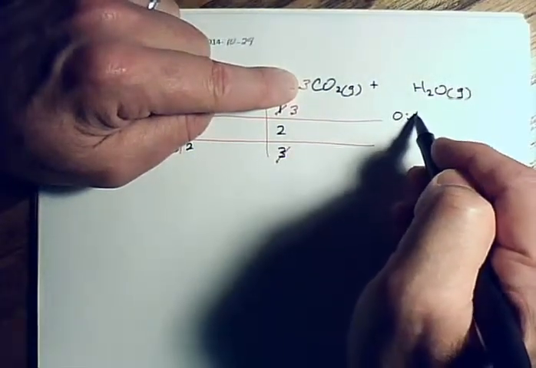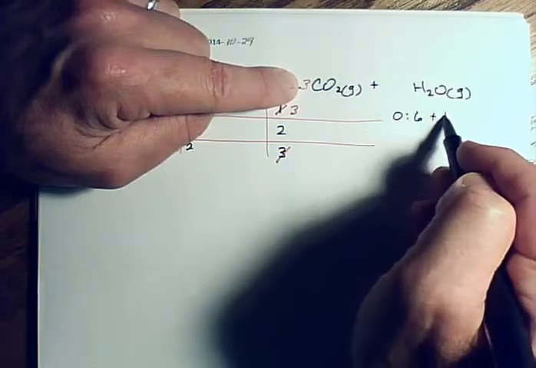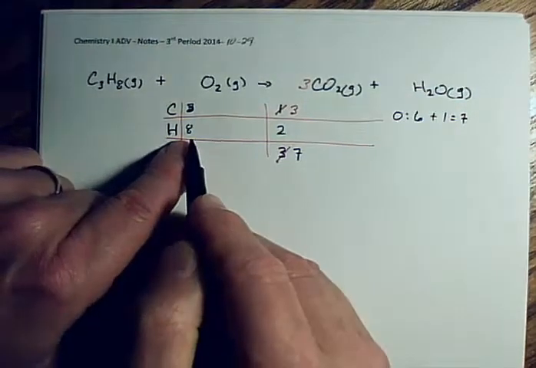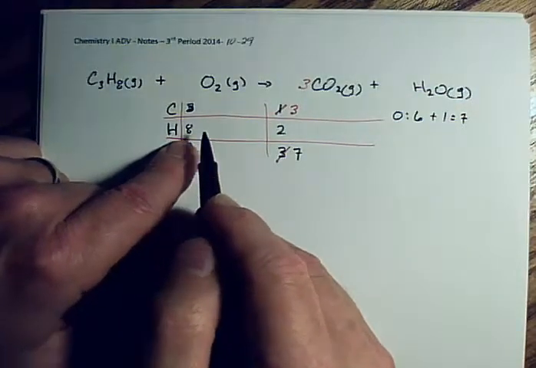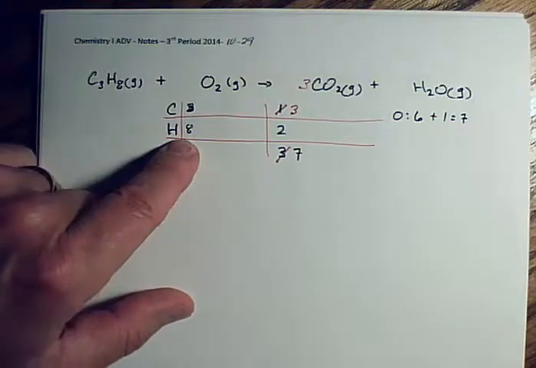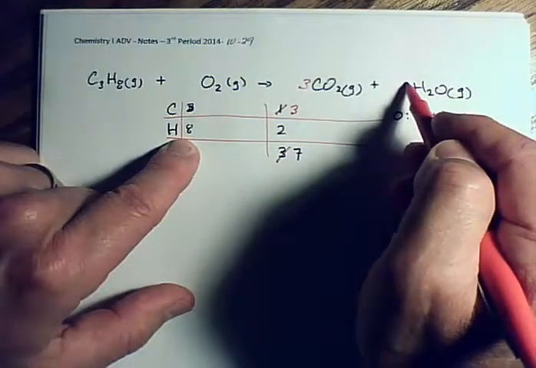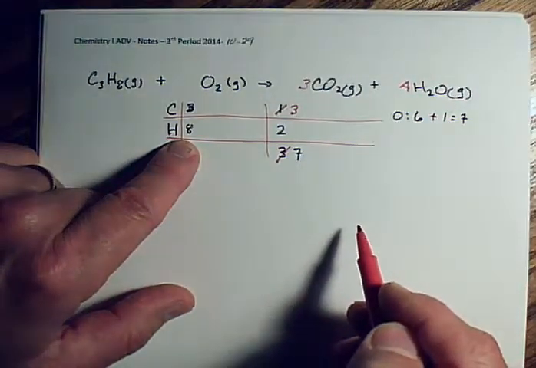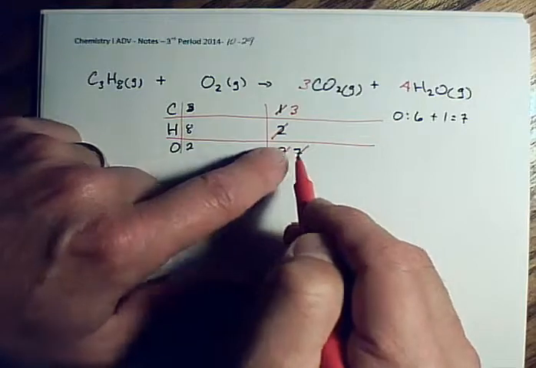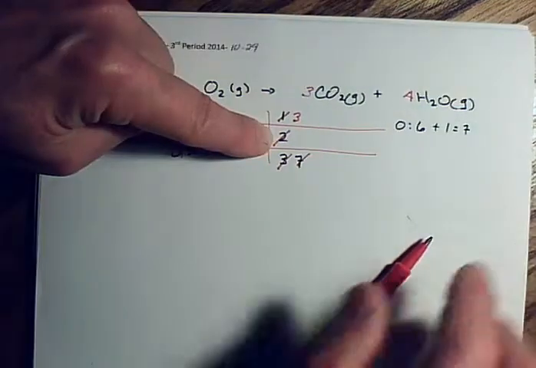All right. 3 times 2 oxygens, that's 6. And 1 oxygen here, that means I have 7 oxygens. All right, now I've got 8 hydrogens on the left, 2 hydrogens on the right. To get 8 hydrogens on the right, I need a coefficient 4 here. That's going to change the number of hydrogens and oxygens.